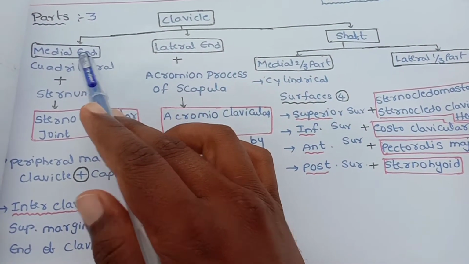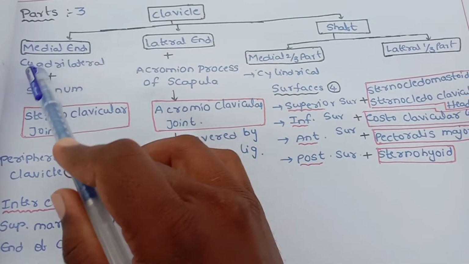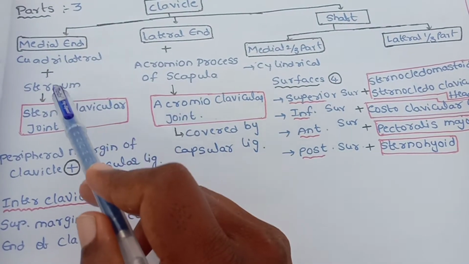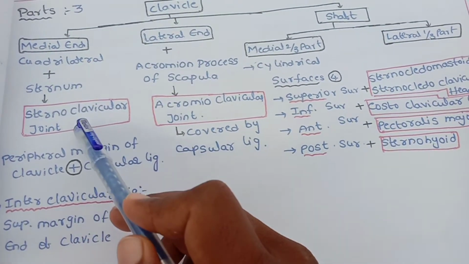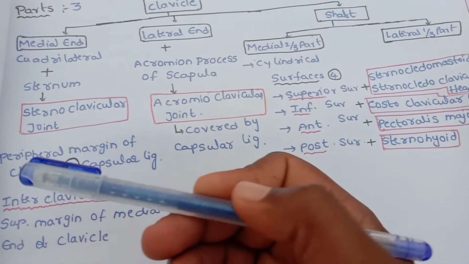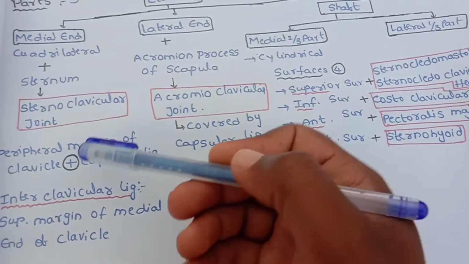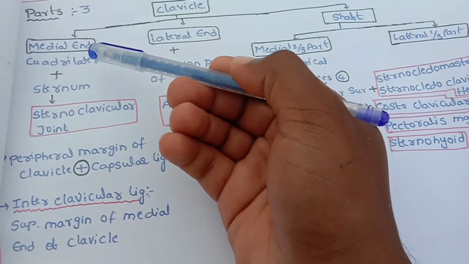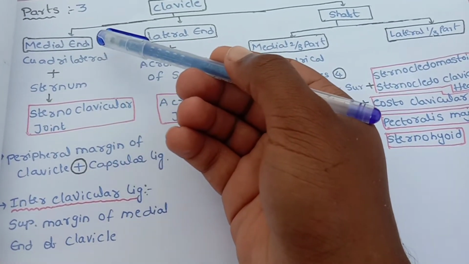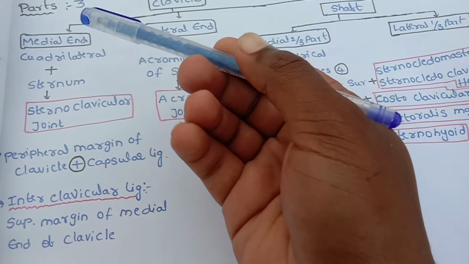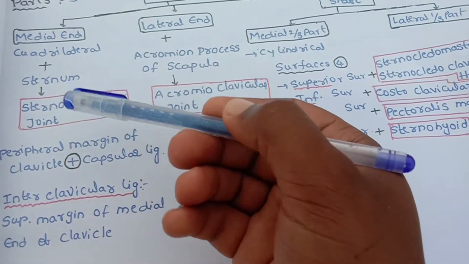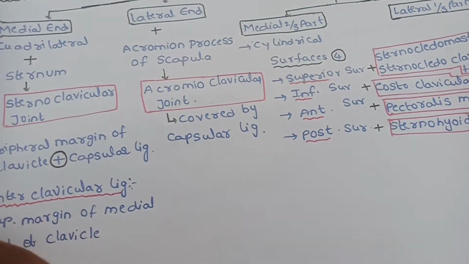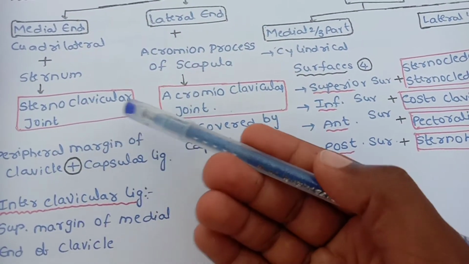The medial end is a quadrilateral end which articulates with the sternum to form a joint called the sternoclavicular joint. Articulate means attachment. So the medial end articulates with the sternum and forms a joint, which we call the sternoclavicular joint.